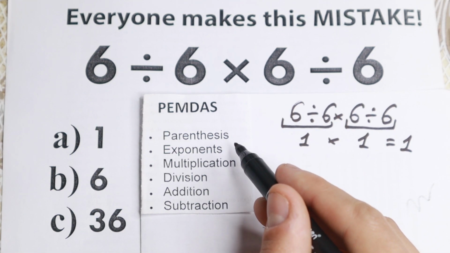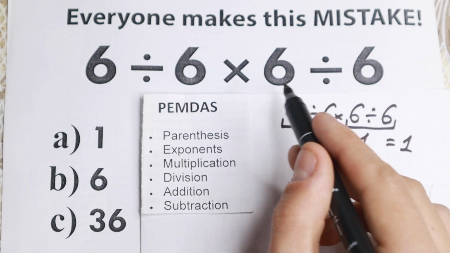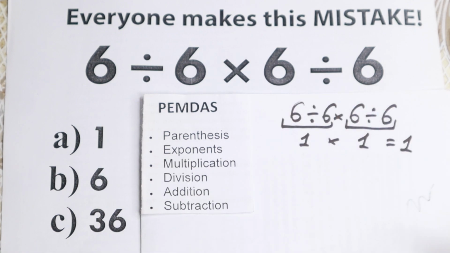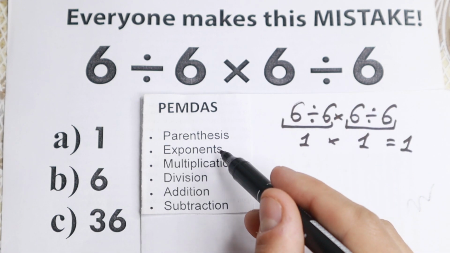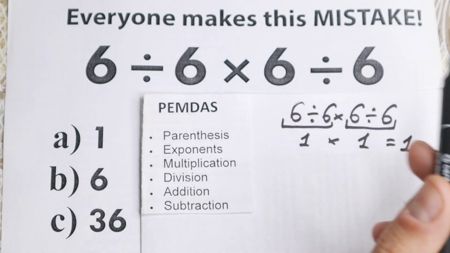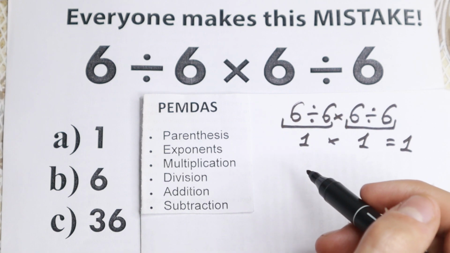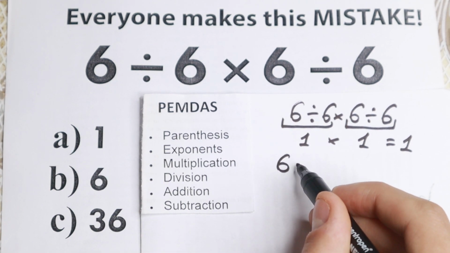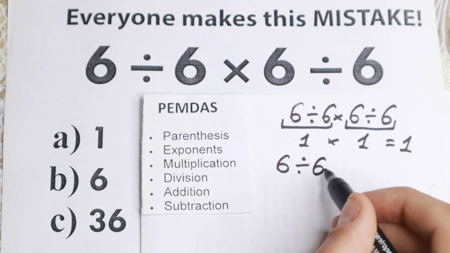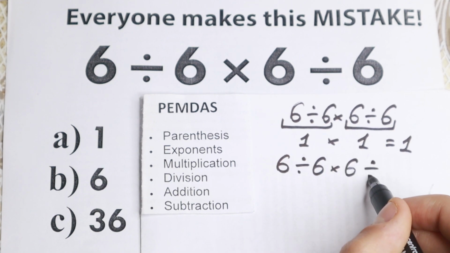First one, we have parentheses, yeah? So are there any parentheses right here? No, I don't see any of those. We don't have parentheses, which is really great. Then we have exponents. So are there any squares, cubes right here, fourth power? No, I don't see any of those, which is really great. We skip this part. Then I just rewrite this problem real quick. 6 divided by 6 times 6 divided by 6, yeah?